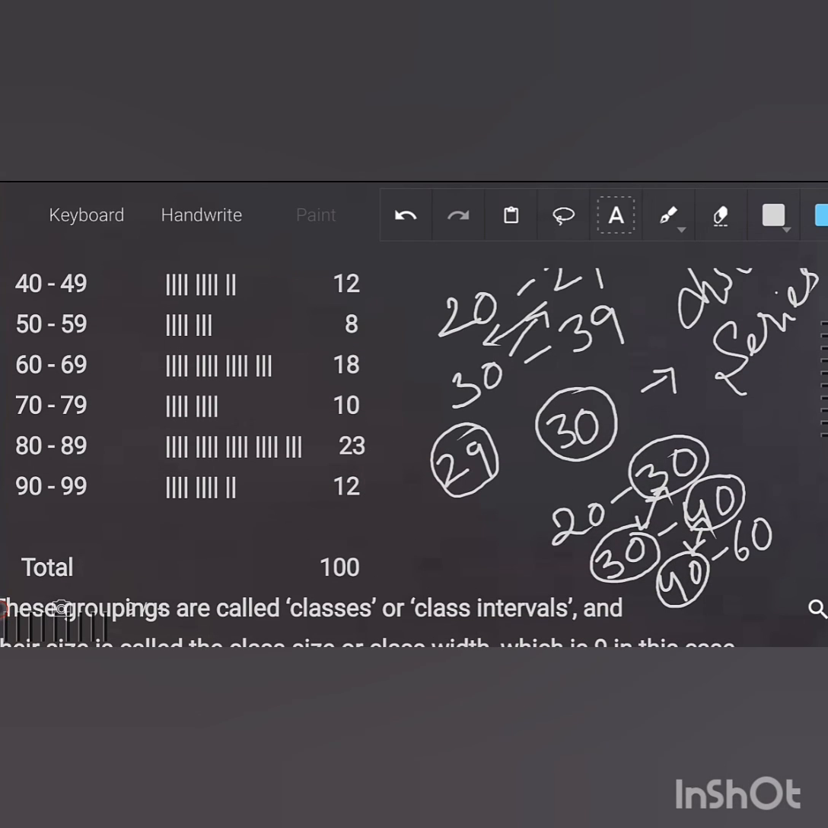These discrete series and continuous series we'll discuss in detail when we do problems. With this we finish the basic introduction to ungrouped and grouped data frequency distribution. The remaining part we can see in the next class.